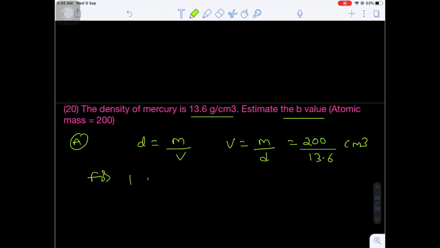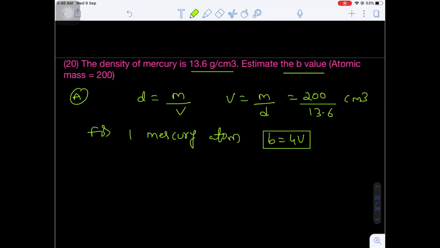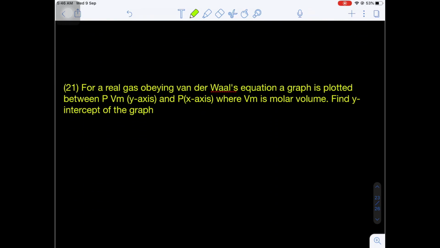And for one mercury atom, only one mercury atom, the excluded volume occupied by the gas molecule will be 4 times its original volume. Are you getting my point? This is for one atom or one molecule. So from here I have to find the B value. So 4 times the volume, that will be 200 upon 13.6. After simplification you will get the B value, that will be 58.82 cubic centimeter.